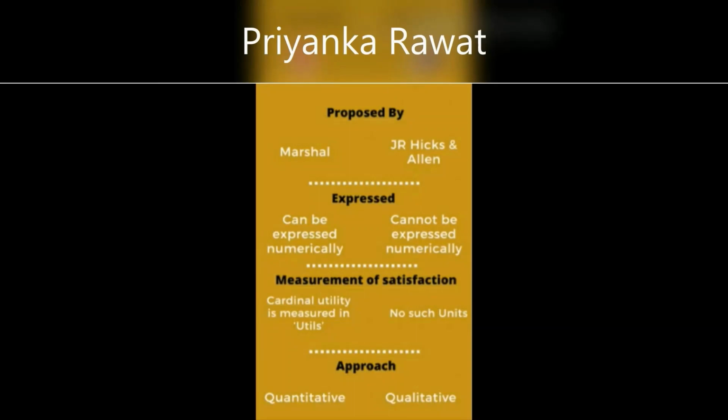Cardinal utility theory was proposed by neoclassical economists. They used the concept of cardinal numbers like 1, 2, 3. According to them, utility can be measured and added.